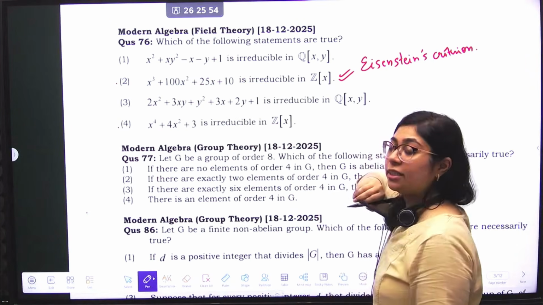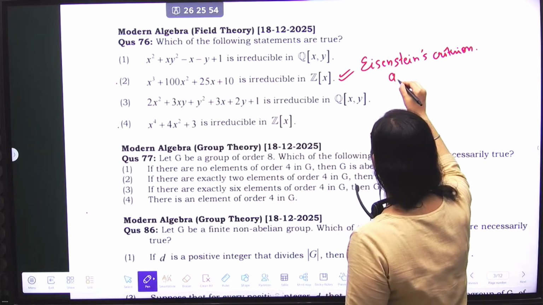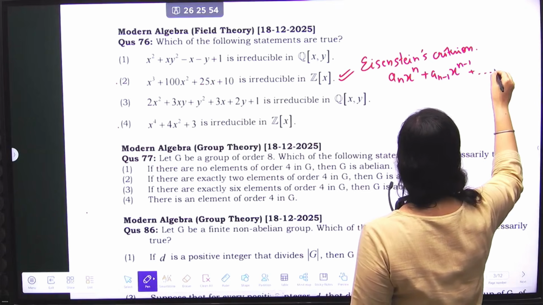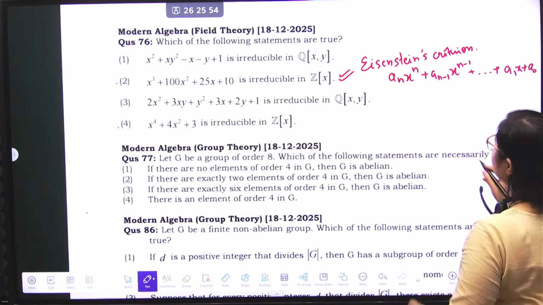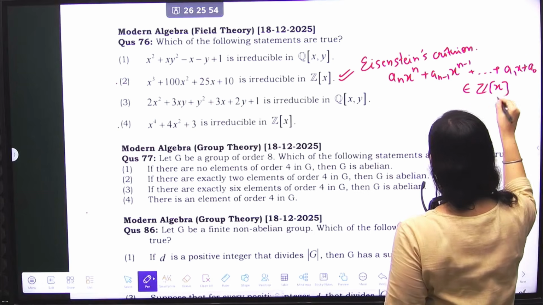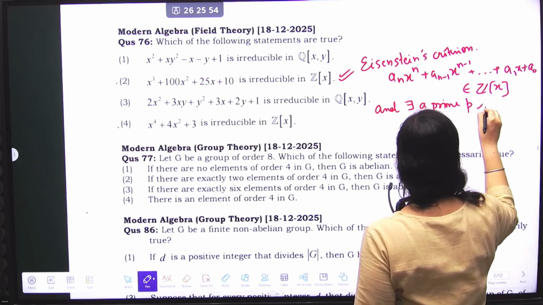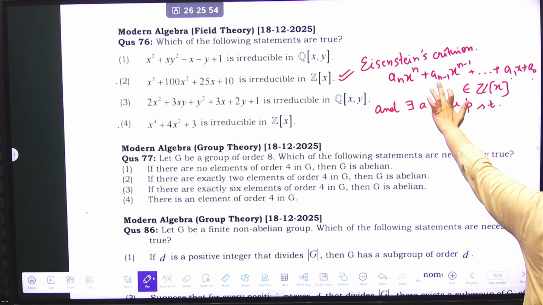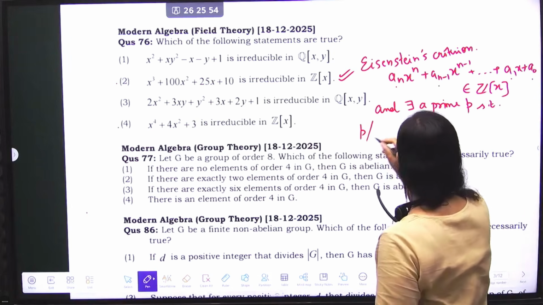What does Eisenstein criteria say? That if I have a polynomial of degree n of the form a_n x^n plus a_{n-1} x^{n-1} and so on, a_1 x plus a_0, such that this belongs to Z[x] and there exists a prime p such that p divides a_0, p divides a_1, p divides a_2 and so on, p divides a_{n-1}, but p does not divide a_n and p squared does not divide a_0.